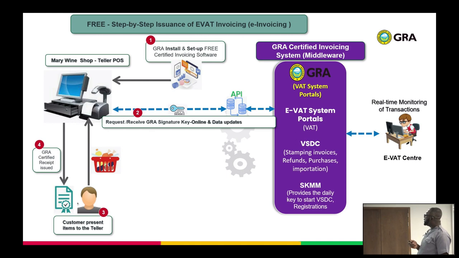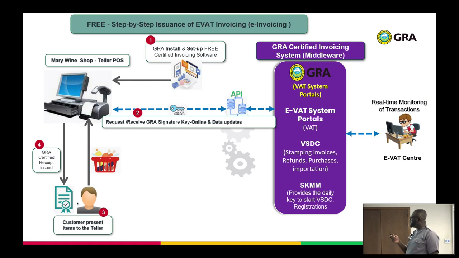Now, this gives an example of where you have a taxpayer who is using the free invoicing system. So we have 1, 2, 3, and 4. Because this system is already pre-certified, that taxpayer does not need to go through the integration as I explained in the earlier slide. But there's a signature that's acquired when Danmat, in this case Mary Wine Shop, opens their shop and then connects to the invoicing system of the Commissioner General, and then issues an invoice, and then gives that invoice to the customer with the Commissioner General signature on the invoice.